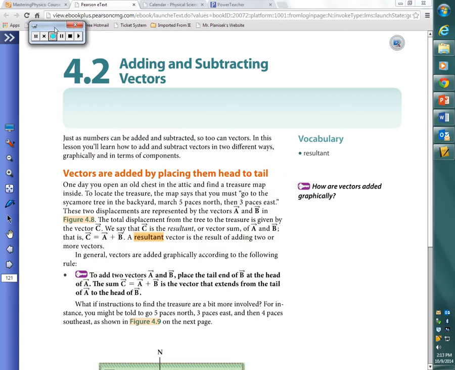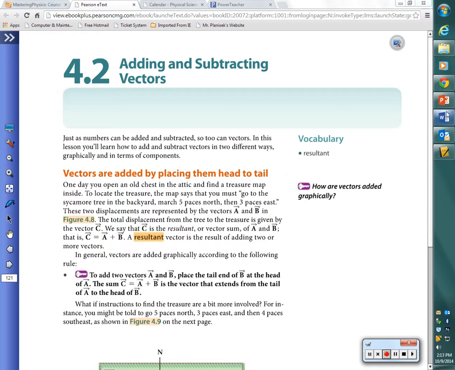So, yesterday, we started on section 4.2 and said that there's only one vocabulary word that we introduce in this section, and that is the resultant, or the resultant vector. And Elise, you just told us that the resultant vector is the sum of two or more vector quantities.